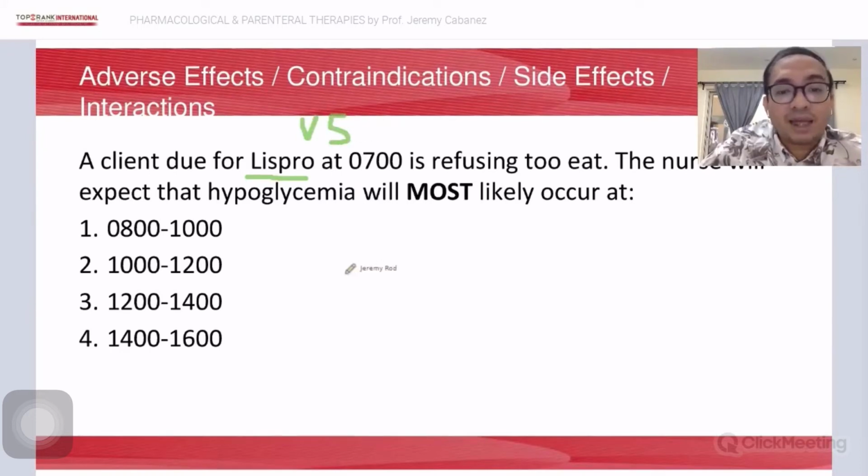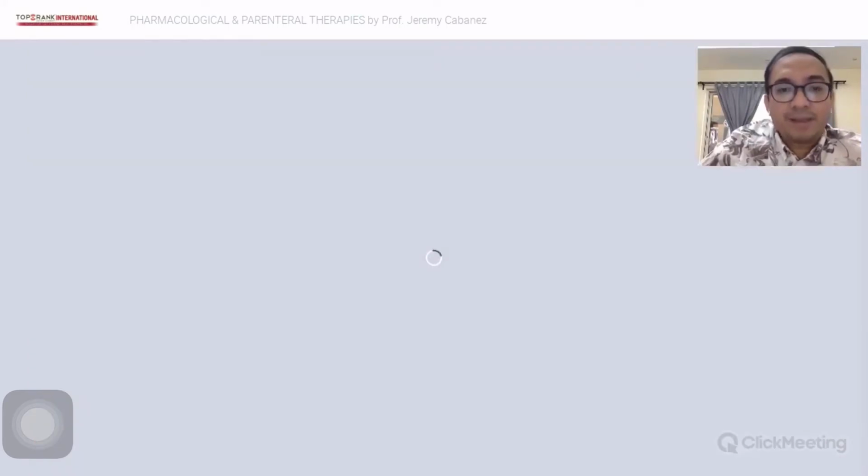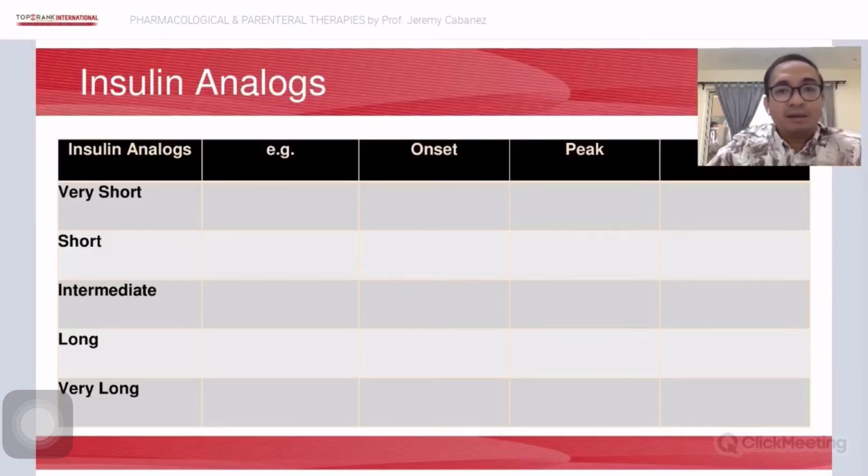So kung very short-acting ito, ano daw po yung mangyayari? Pwedeng magkaroon ng hypoglycemia. Tanong, kailan ba nangyayari ang hypoglycemia? Usually, the hypoglycemia will occur if the patient is refusing to eat whenever it is the peak of the medication. It occurs during the peak of the medication. Okay, sige. I-review lang natin.